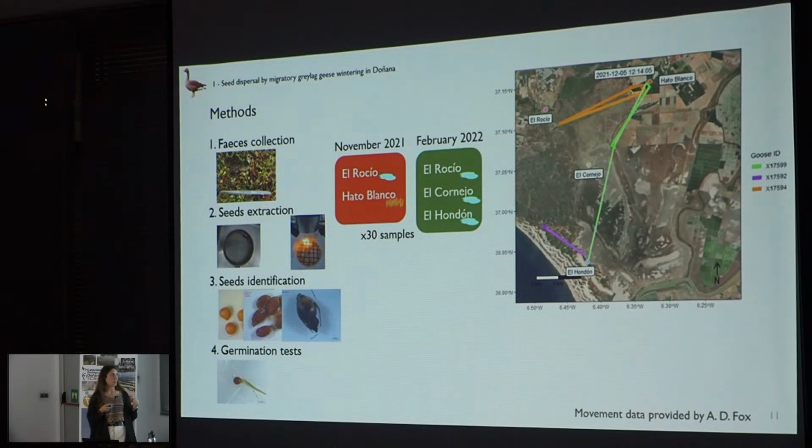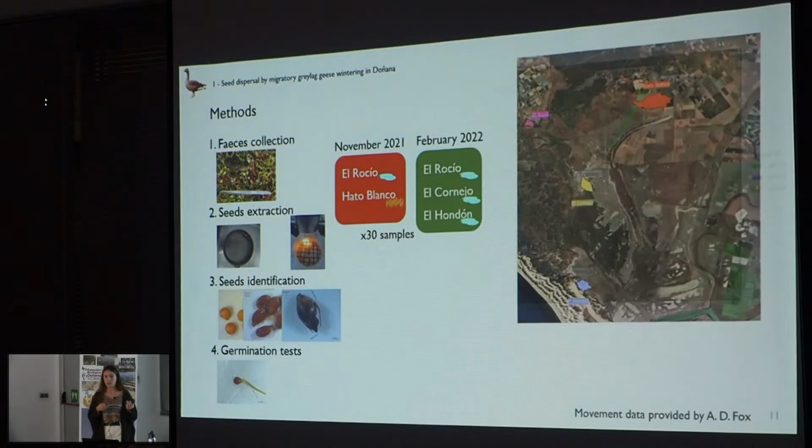And you can also see the GPS tracking data we counted with for the study, provided by Anthony Fox, for 3 individual geese. And you can see how the geese were only using the rice fields at the beginning of the season. So with this data, we wanted to approximate where the seeds we found could come from and where they could be dispersed to.